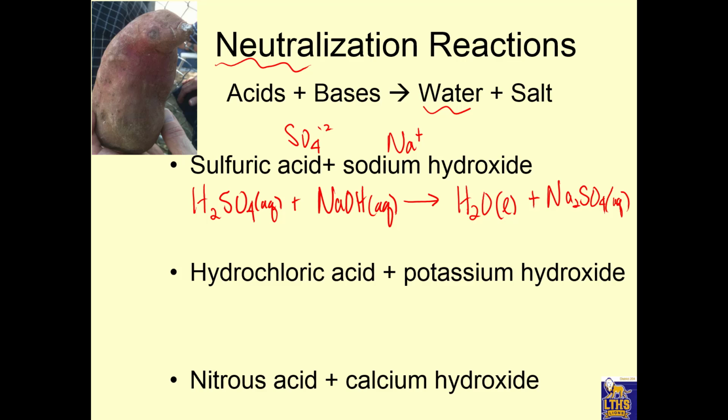Then we have to check to see if we need to balance. So I have to put a 2 there to get 2 sodiums. And now I have 1 sulfate, 1 sulfate. I have 4 hydrogens, so I put a 2 there, and I have 2 oxygen, 2 oxygen.